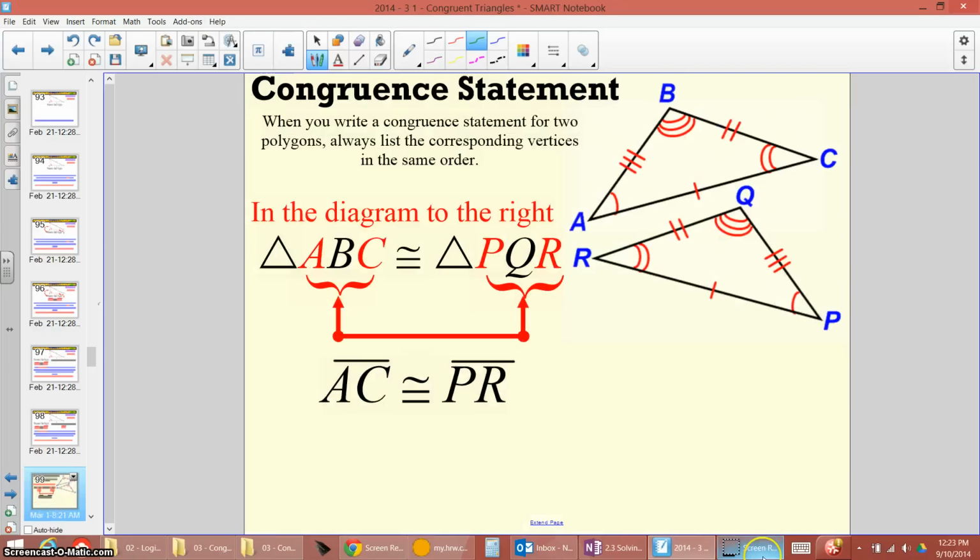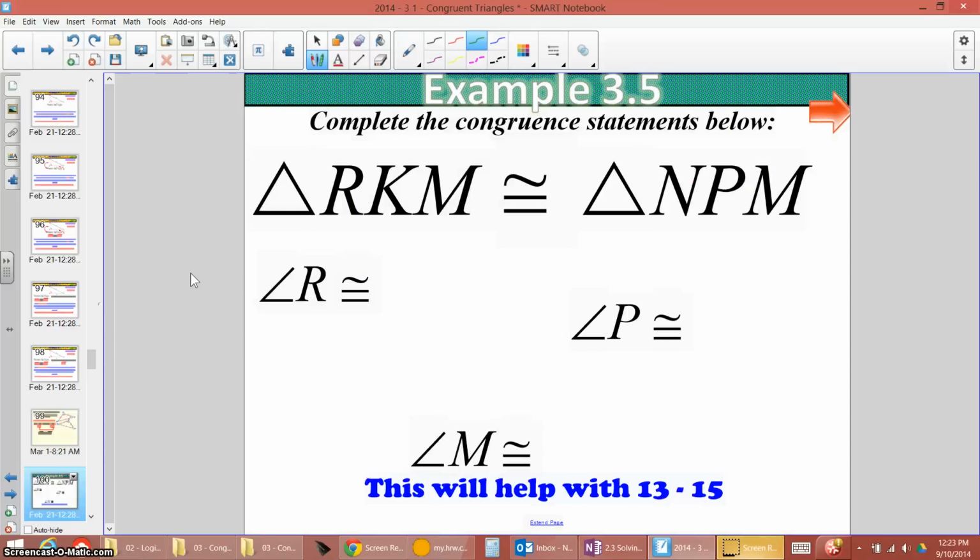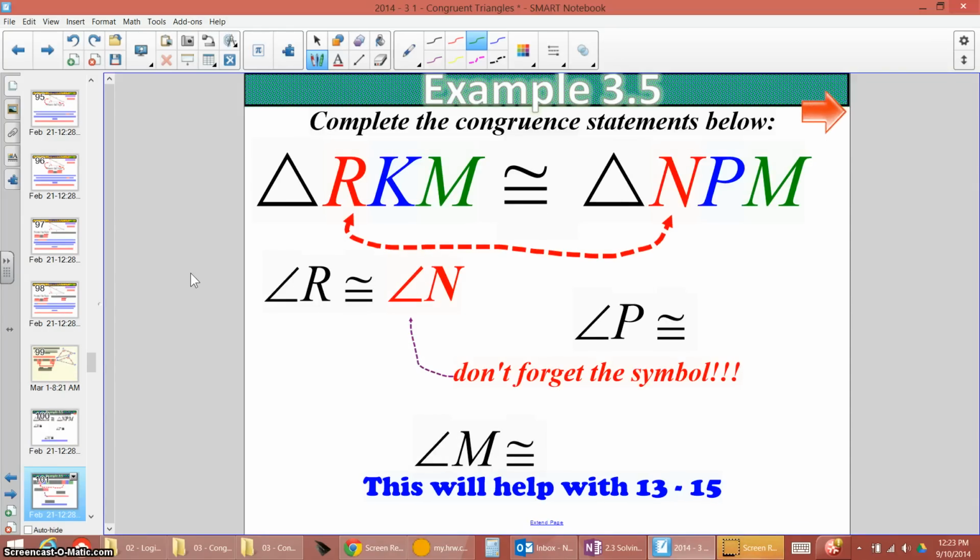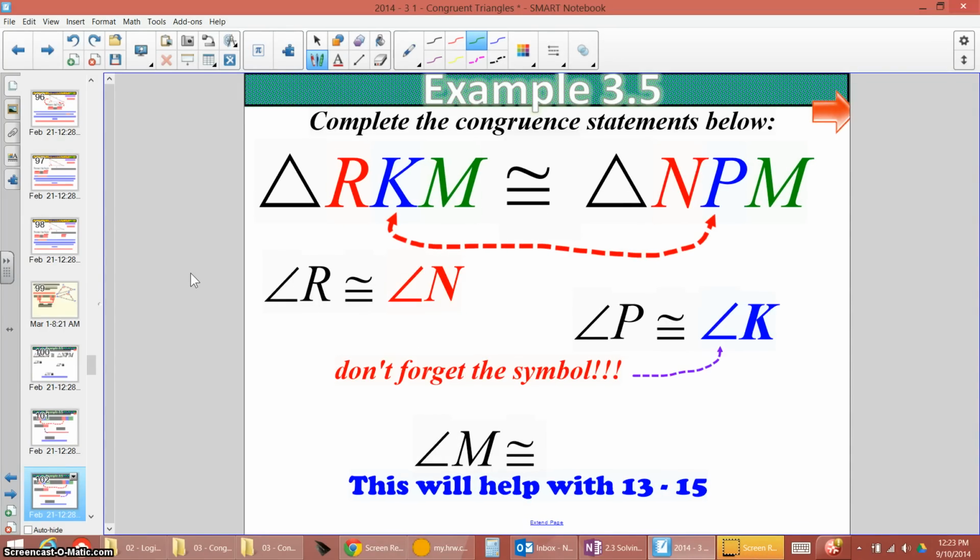All right, so congruent statements give us lots of, we talk about AC and PQ being equal. It's because they have to line up. So now if I complete the congruent statement below, RKM is congruent to NPM. So R corresponds to N. So we put angle N there. Don't forget the symbol. Now P corresponds to K because they're in the same position.